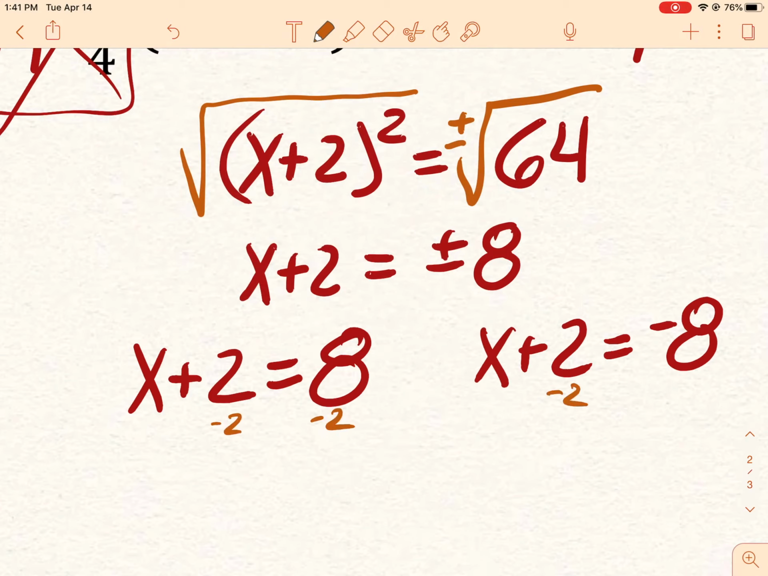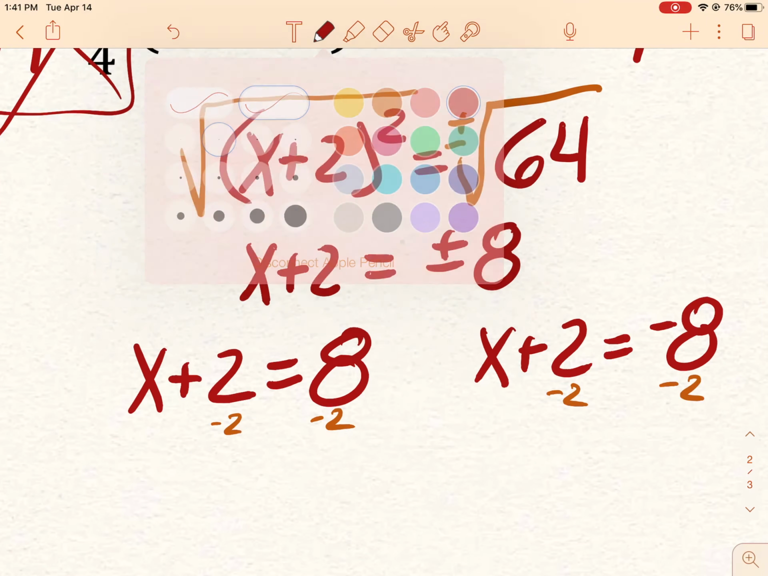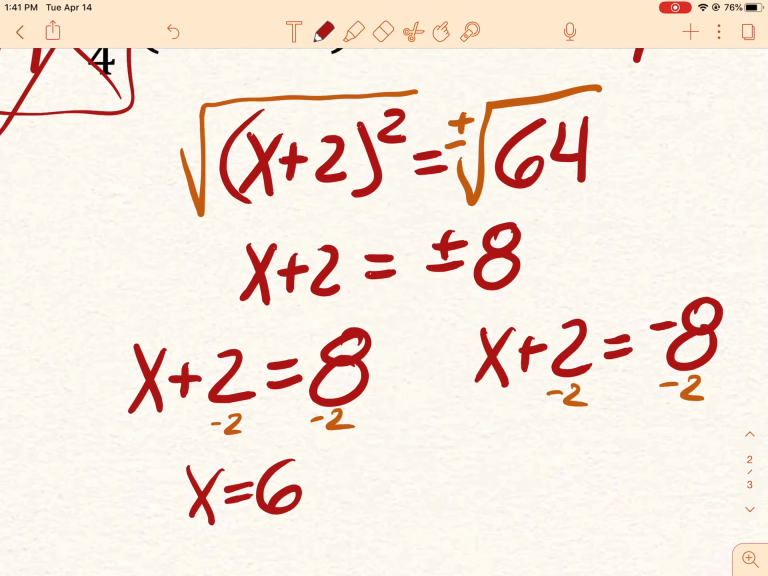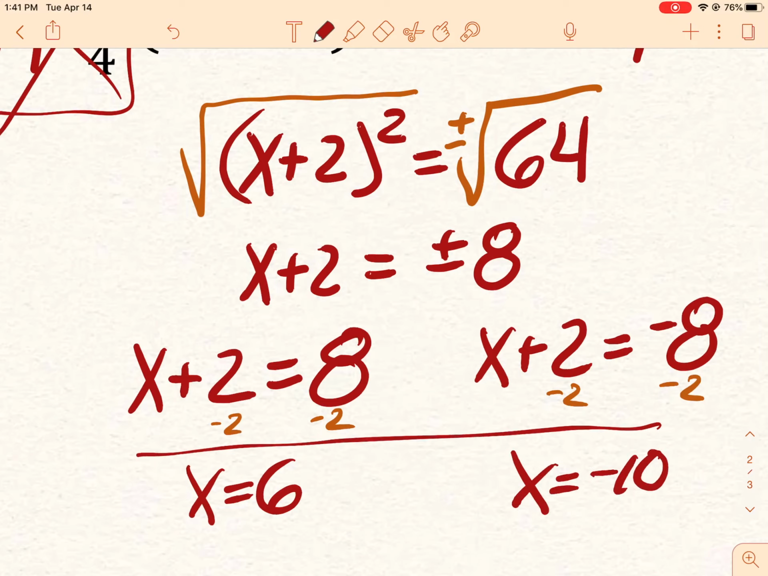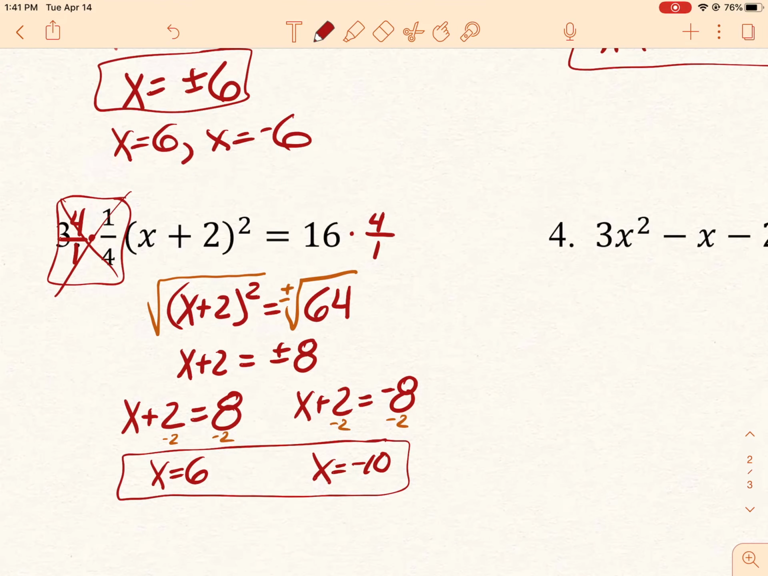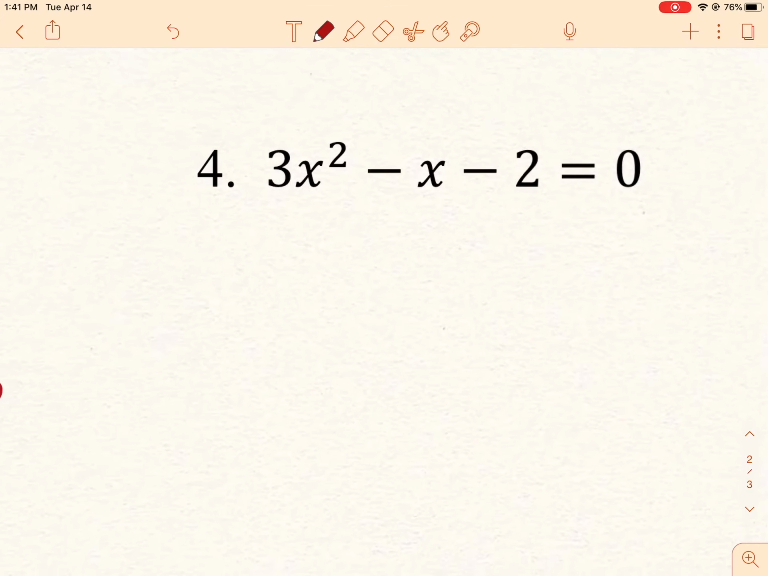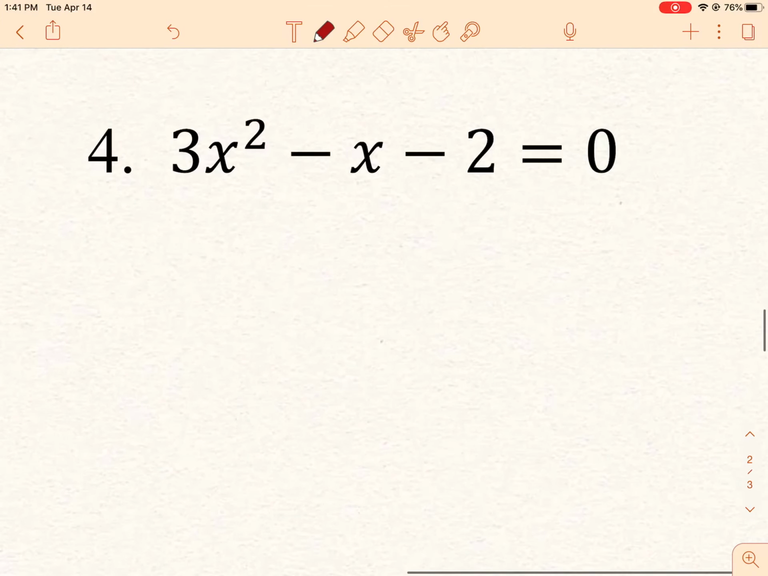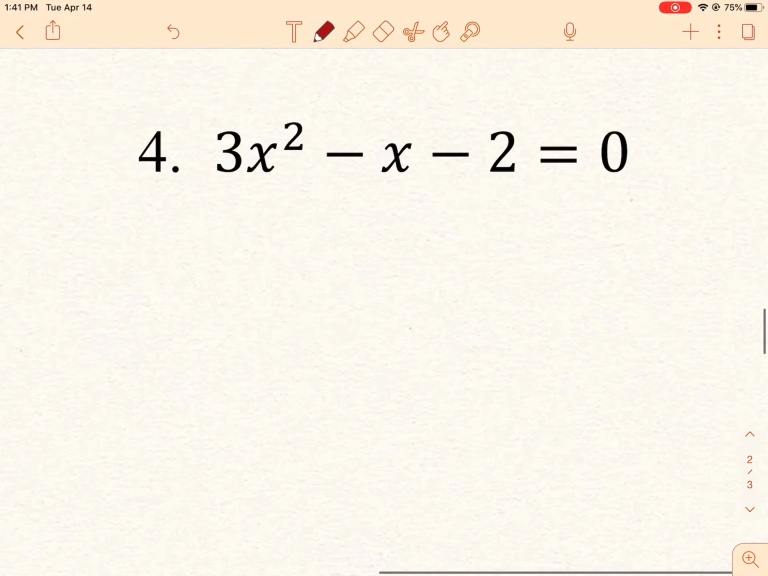Solving by subtracting the 2 from both sides, we're getting x equals 6 and x equals negative 10. So different types of problems, but solving it the same way. Then we get to something like number 4. Now there's not just an x squared, there's an x also. So when that's the case, you want to factor. So that's that whole diamond method that we just took the assessment on.